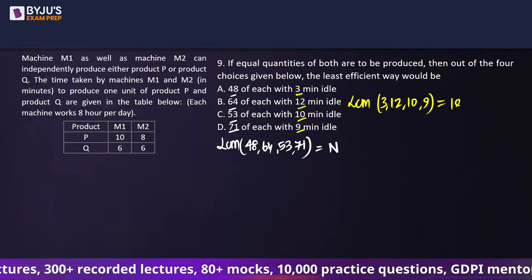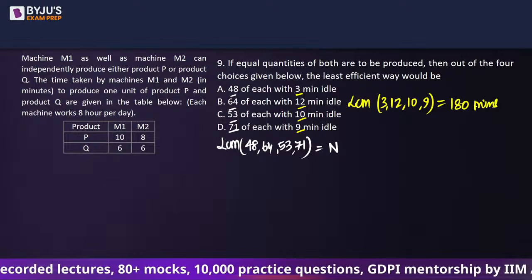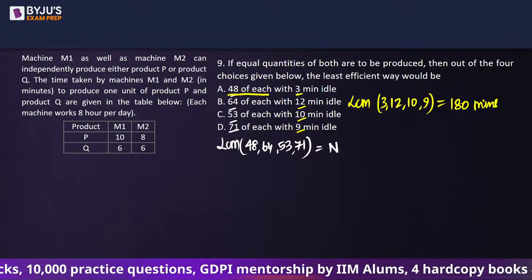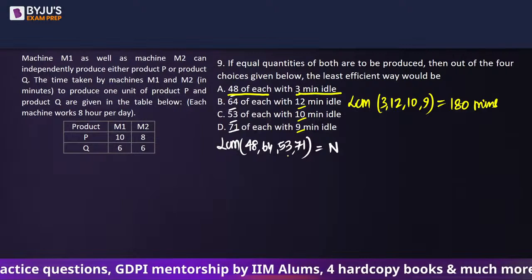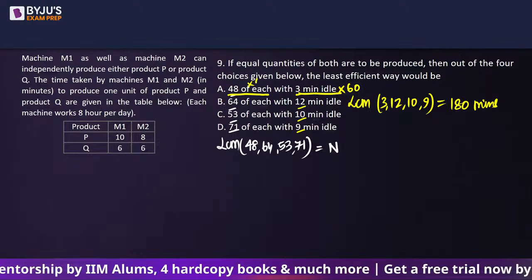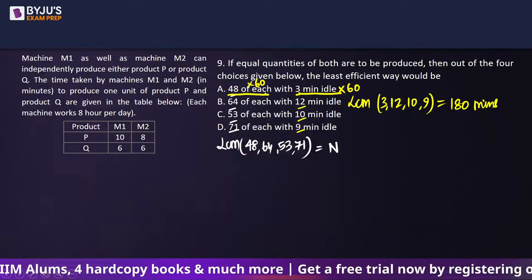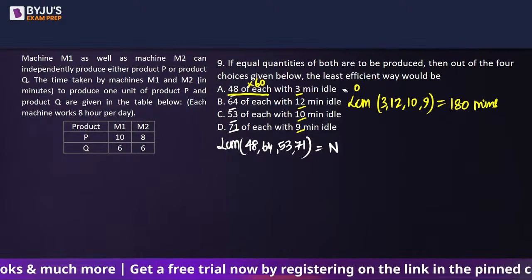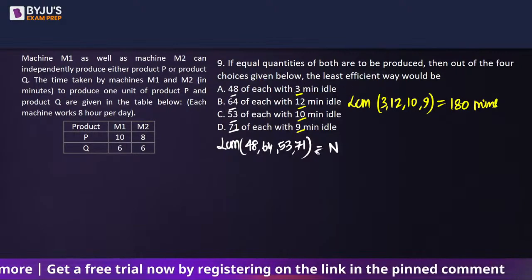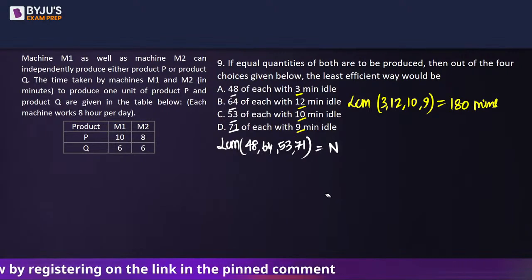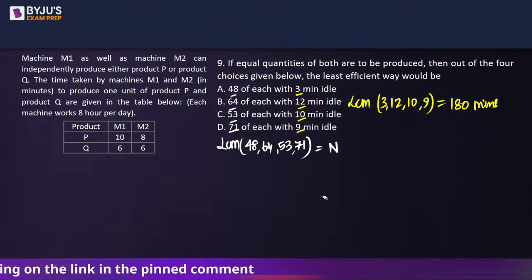180. So 180 minutes. So I'm saying that if it was for every 48 minutes, if it was idle for 3 minutes, so for 180 minutes, that would mean that I need to multiply it with 60. So those many units were produced, right? Same was the logic that we had to include when we took the total number of units produced as the LCM of the units produced each time. Now look, either way we can solve it.